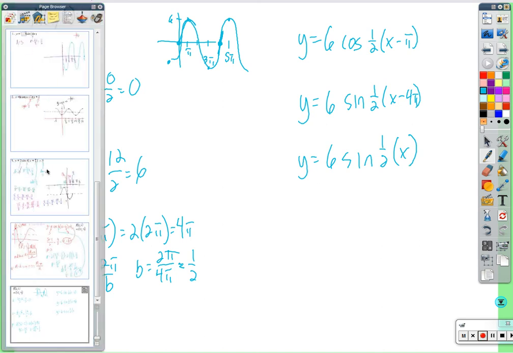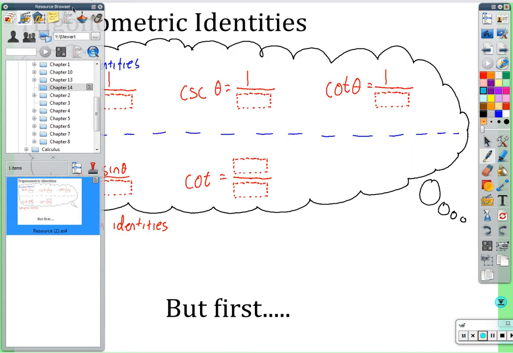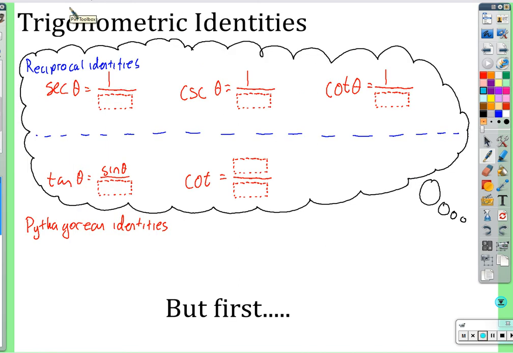So let's go over the identities that we're going to be working with. We know some of them already. Let's fill in the blanks here. This is in a bubble because we're remembering it, because it's stuff we already know, stuff we've already talked about. So the secant is 1 over the what?